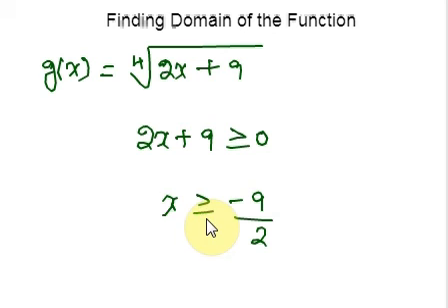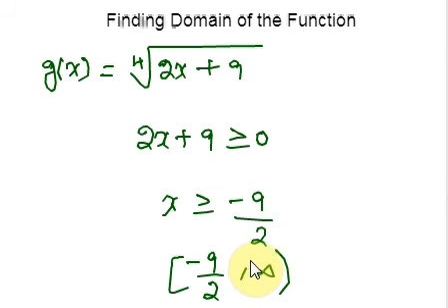Please notice that you have an equal to sign here. It means this number should be included, so you have to use this bracket. So the domain is going to be all the numbers greater than or equal to negative 9 over 2 on the number line, starting from negative 9 over 2 till positive infinity. Whenever you write the answer for the domain of a function, always imagine a number line and mark those points. So you should write the answer depending upon the symbol. Hope you're clear with this example. This is how we find the domain of a radical function.